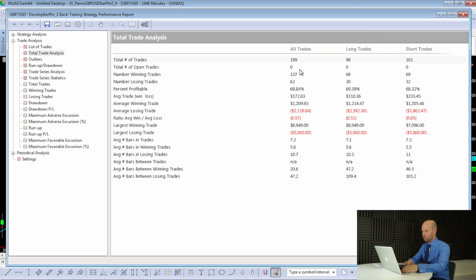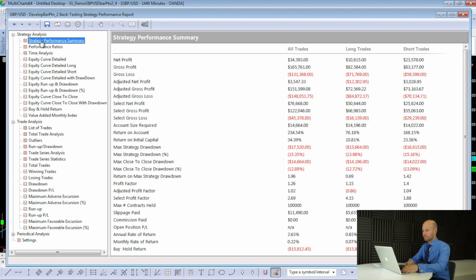Now, here's the total trade analysis. You'll see now we're only in trades an average of 7.2 days. We've got a much lower average trade, obviously, because we're in the trades less. We're trading much more. The net profit is way down. We were just over 100,000 before, but because we're taking the quicker trades now, our net profit is down.